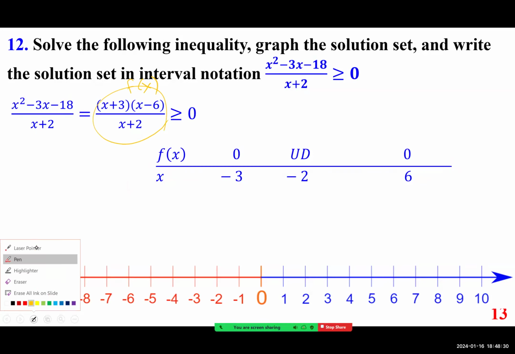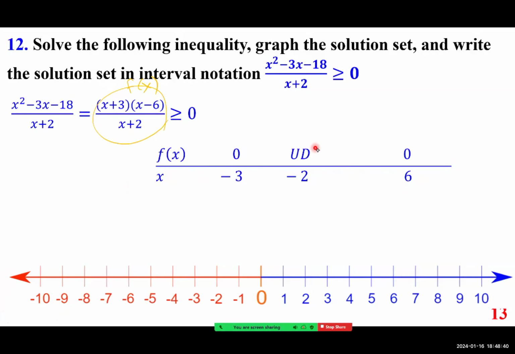So f of x is 0 if x is negative 3. F of x is 0 if x is 6. What about negative 2? It's undefined. So, by the way, they all have the multiplicity of order 1, so they alternate. All you have to do, pick a number and check it out. So you pick test points.